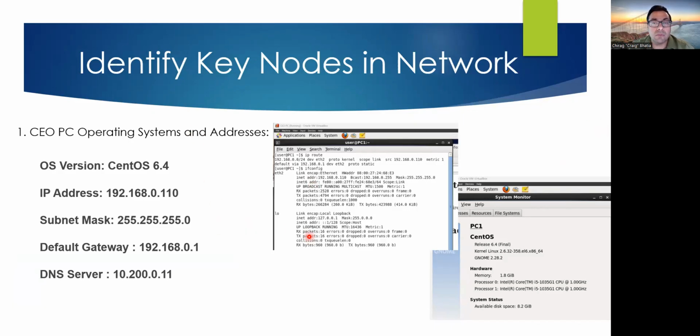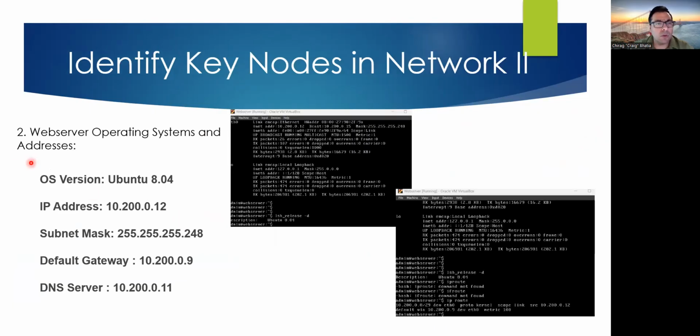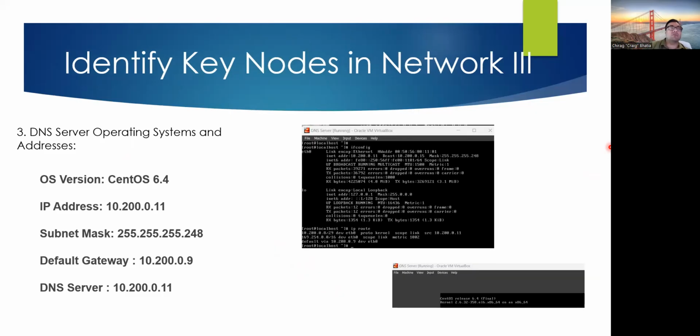So these are some simple commands to make that happen: ifconfig, ip route. For the CEO PC, we're able to find that in the PC configuration and information. Same thing with the web server. Follow very similar commands, except for this one right here, to get that it is actually running off Ubuntu and not CentOS. Now, the DNS server is actually running on the same version as the CEO PC. So those are just a quick way to identify the three nodes in the network.